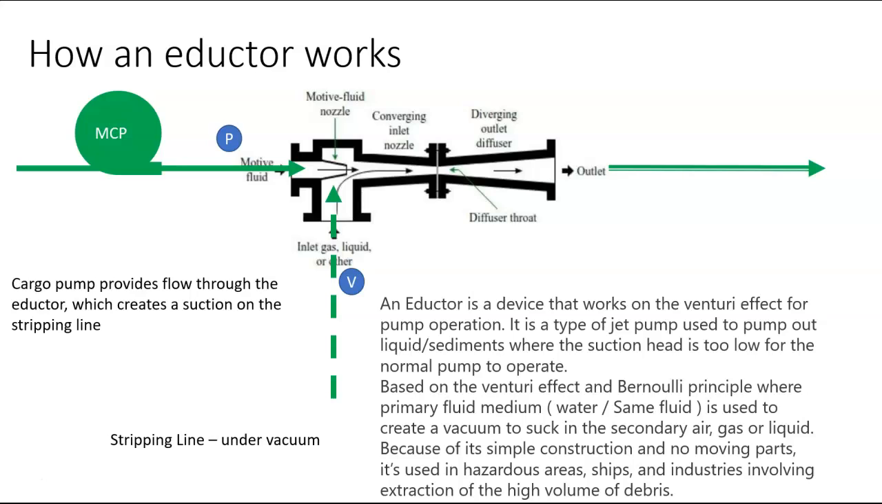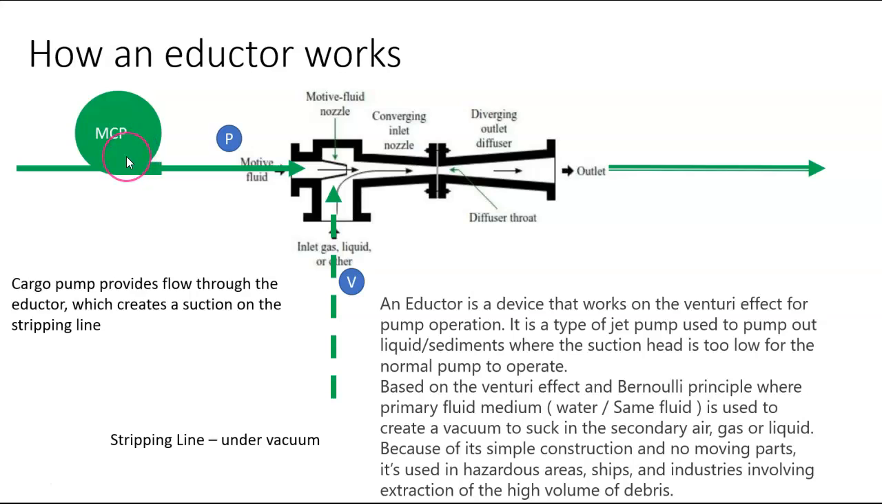So before we go too far, let's talk about how an eductor works and why it's important. An eductor is a stripping pump. We can use the eductor as a stripping pump, but we have to create flow through the eductor so that it can create a vacuum within the eductor. Let's say we're going to strip out number 1 center line tank using the eductor. But in order to use the eductor, I have to have flow going through it from another tank.